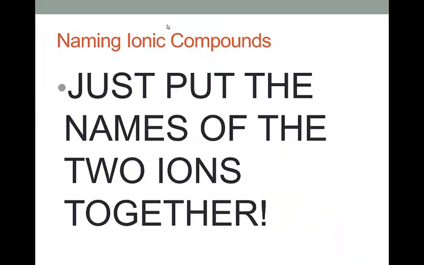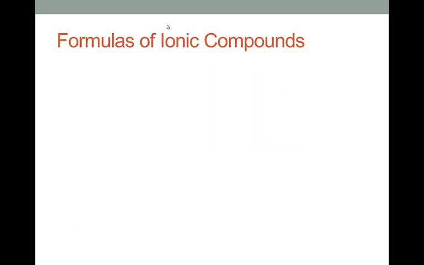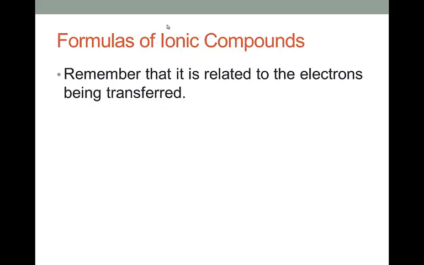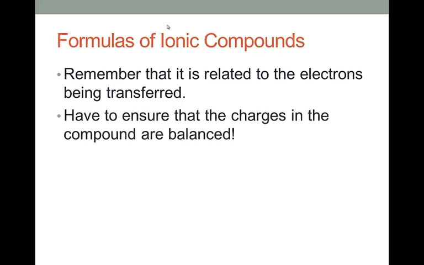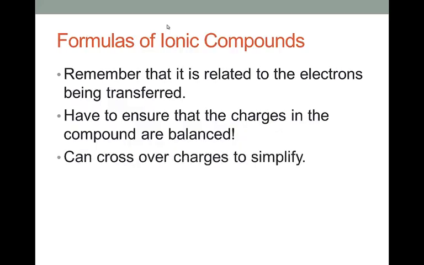We need to name ionic compounds. It gets very simple. Just put the names of the two ions together. You can do that, you're good. The formulas for the ionic compounds you have to remember is that it's related to the electrons being transferred. So you have a reaction taking place, and the electrons that are leaving the cation have to go to the anion. So you have to ensure that the charges in the compound are balanced. Otherwise, the reaction would never have occurred in the first place.